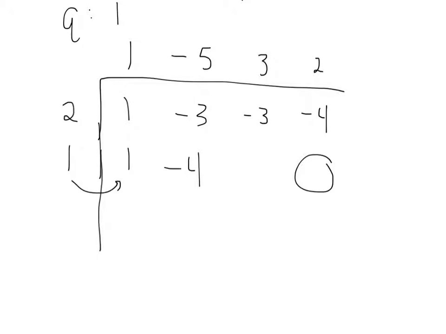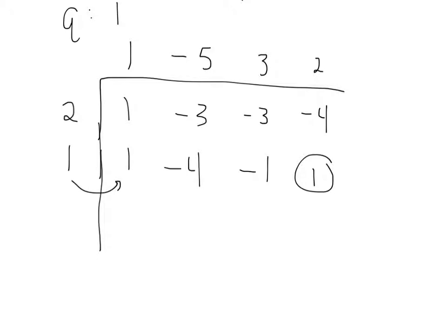1 times -4 is -4, plus 3 is going to give us -1. -1 and 2 is going to give us +1. So that's what happens here. What's going on with this problem is, yeah, it's possible that there's no rational roots, but there's definitely a root between 1 and 2 because your sign switched here.